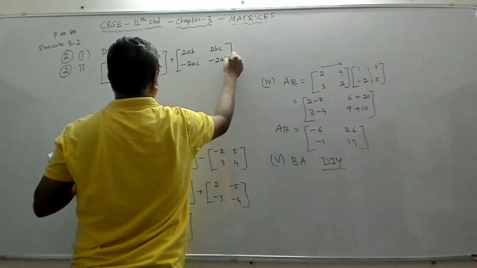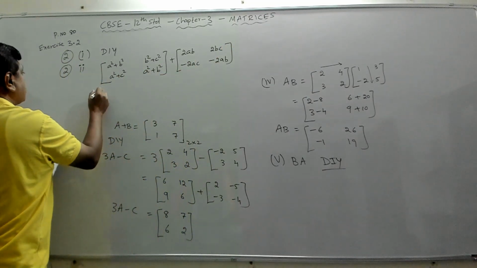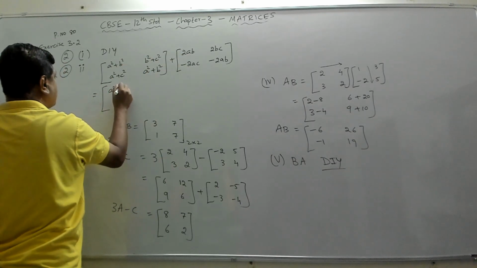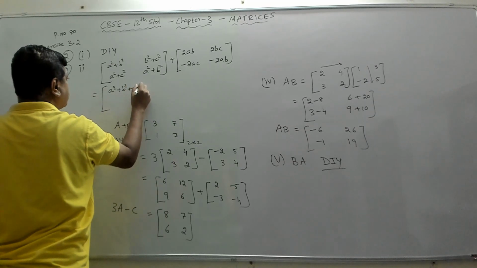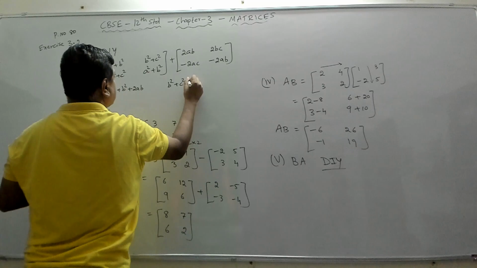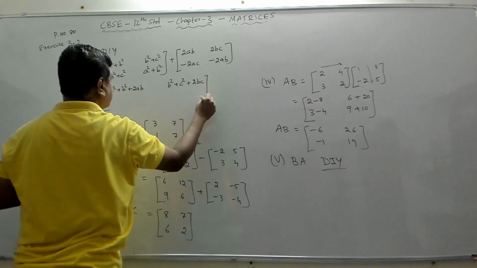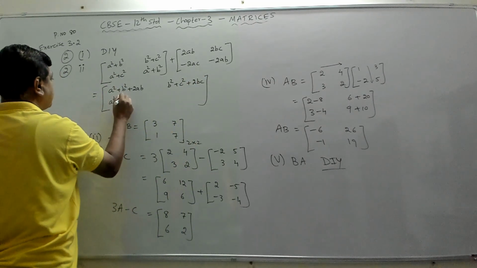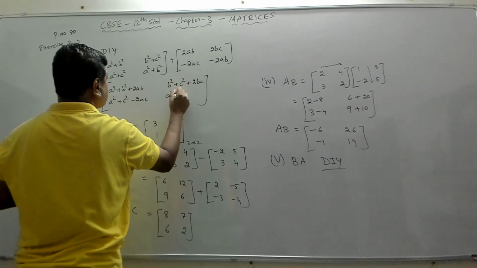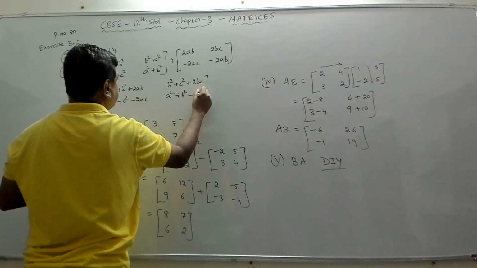Now we have to add these two matrices, which means we'll add the corresponding elements. So the first, this plus this, you get A square plus B square plus 2AB. This plus this will give you B square plus C square plus 2BC. And this will be A square plus C square minus 2AC. And this will give you A square plus B square minus 2AB.